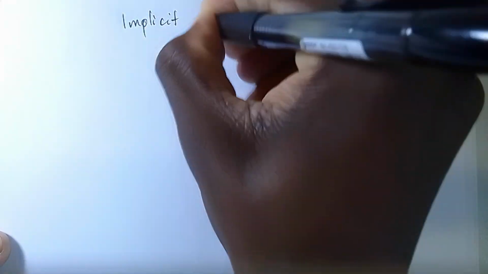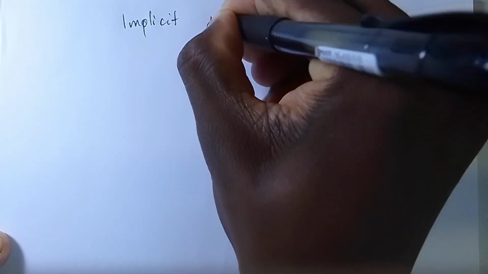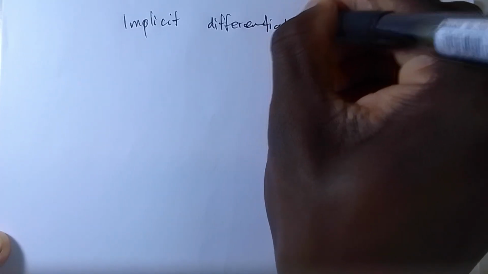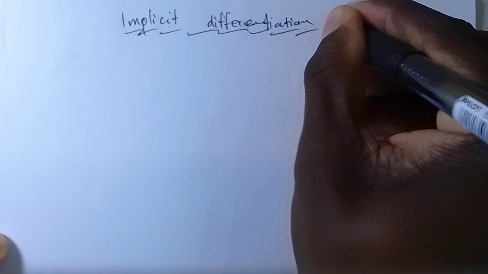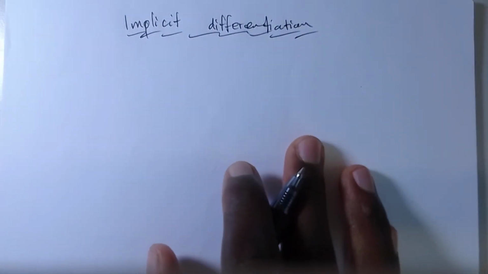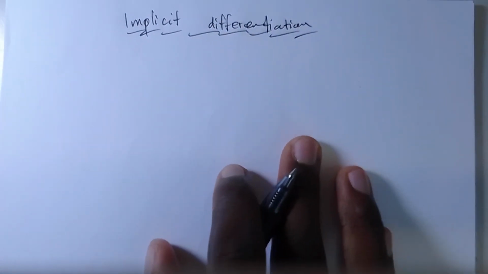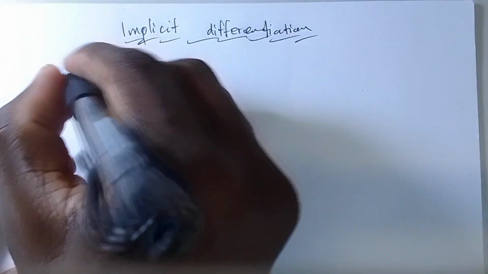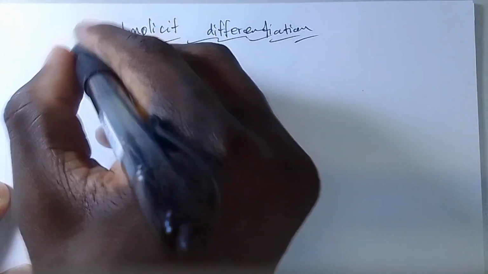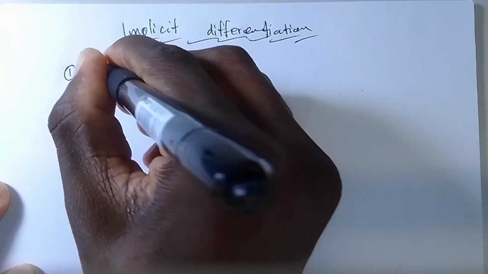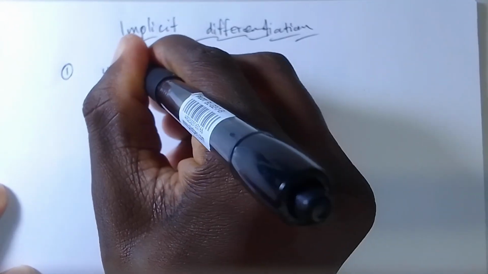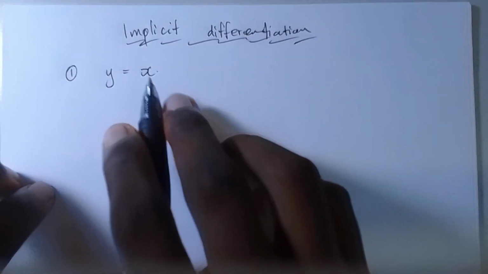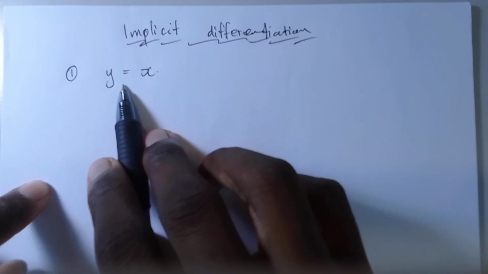Today we'll be doing implicit differentiation. We'll be doing a few examples. I think learning by examples is one of the best ways to learn. And the first example we'll do is the example where we just explain this. We have to differentiate this using implicit differentiation.